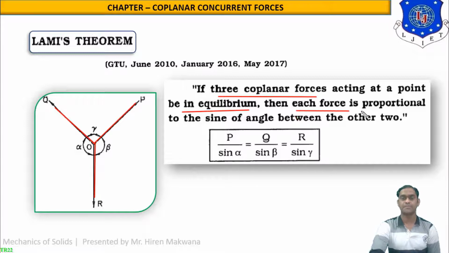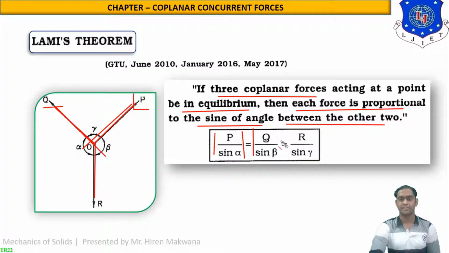Each force is proportional to the sine of the angle between the other two. If you are taking the force P, then what is the opposite angle of force P? It is alpha. So P upon sine alpha is the first term. What is the next force? Q. Then the opposite angle will be beta. Then the second term will be Q upon sine beta. And the third one, similarly, is R upon sine gamma. These are all equal because they are in proportion.